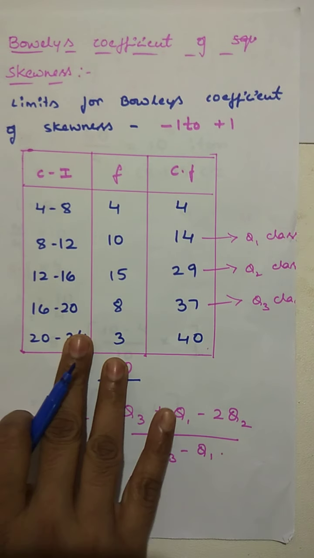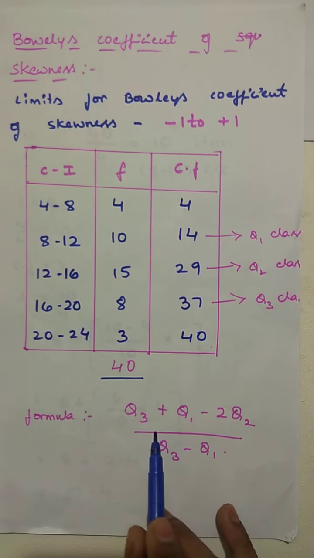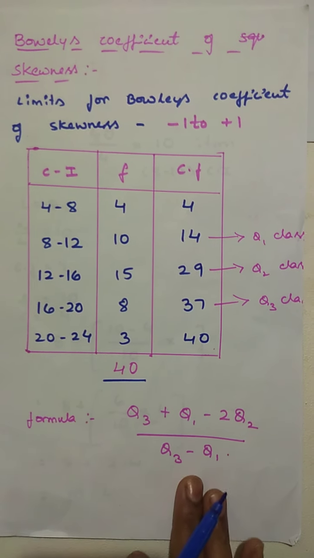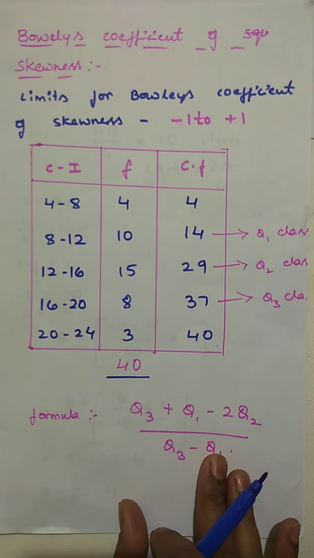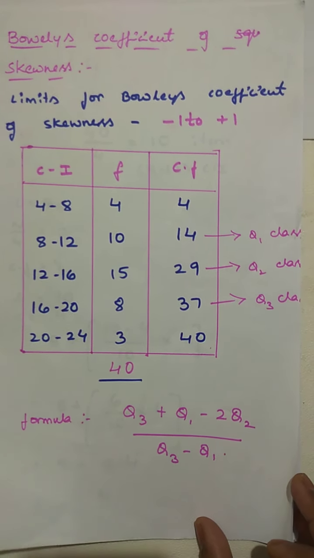Based on this data, we need to find out Q1, Q2, Q3. After that we need to substitute these values in the formula. Then we will get Bowley's quotient of skewness.